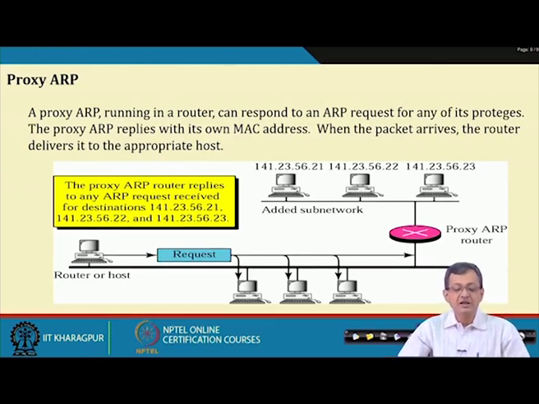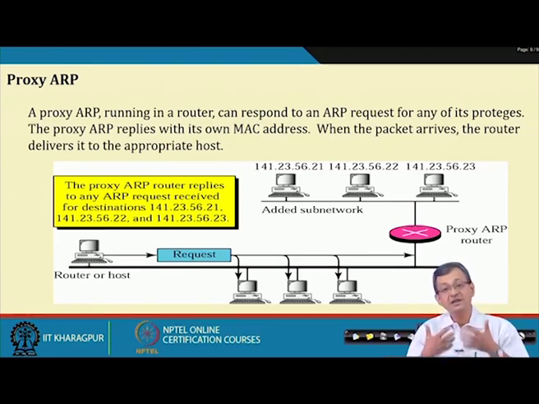Now, a proxy ARP running in a router. Let us see what a proxy ARP is. As the term signifies, it proxies for a group of systems. A proxy ARP running in a router can respond to an ARP request for any of its proteges, that is, its backend systems. The proxy ARP replies with its own MAC address when the packet arrives, and the router delivers it to the appropriate host. Whenever a request comes for a group of systems behind the router, it responds with its own address. That means it proxies, or takes care of, all the systems.